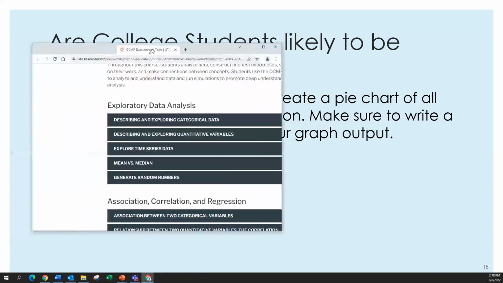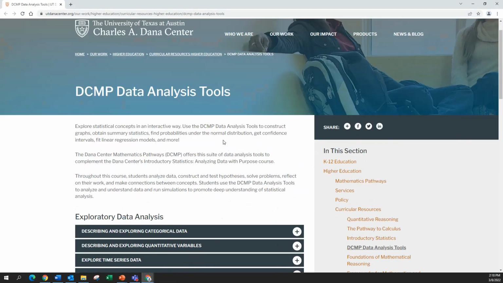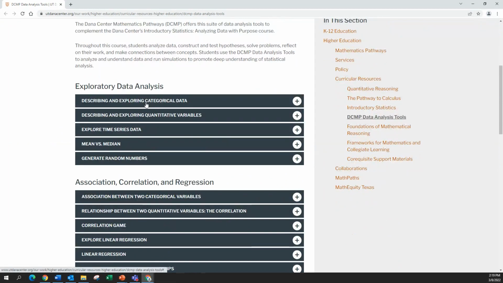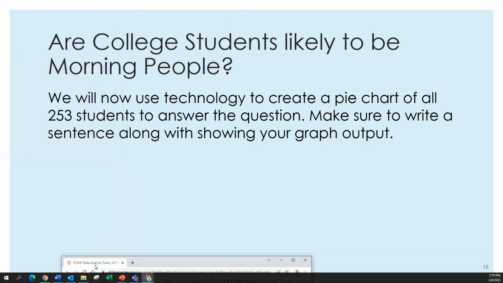So again, you have an app in Blackboard, and it takes you here. This is by the Dana Center. You scroll down. Our first app that is listed here for us is for categorical data, which is that qualitative data. Click on the plus sign. It shows me that it will make a bar graph, so that's really good. That's what I want. And I'm going to go to the app in one moment.